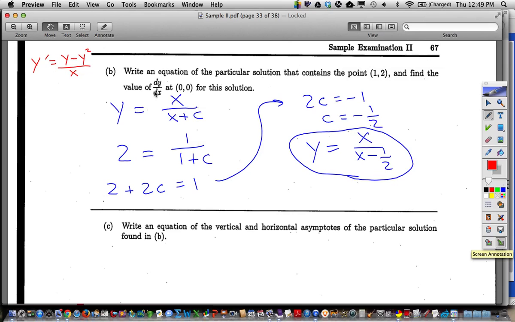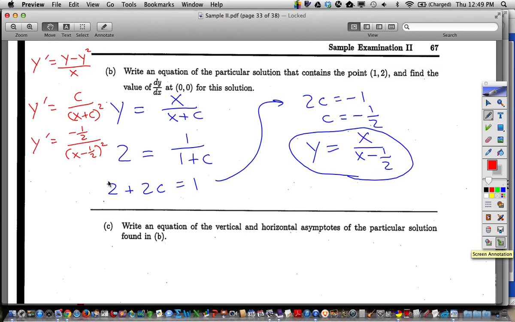But I had another y prime there, didn't I? I've erased it now, but back in part A, didn't we have c over something as our y prime? Of course, we now know that c is negative 1/2. So y prime is negative 1/2 over x minus 1/2 squared. Now, you can simplify that, but I actually don't think you have to, because what we really want to do right now is put in 0, 0 for x and y.